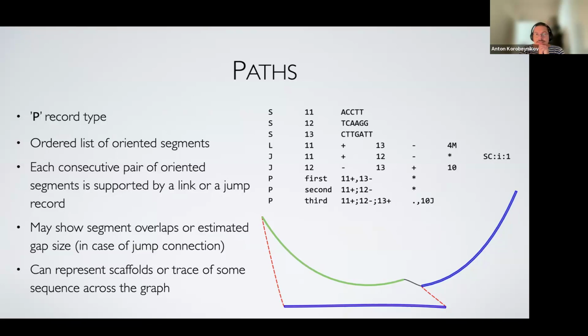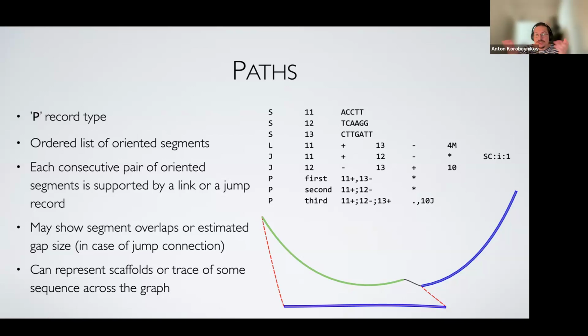If there is a comma separating the names of segments, that means that they might be supported by a direct link, so direct genome adjacency, like in the case of the first path, and for everything else, a semicolon represents that it's a jump. So we can optionally distinguish, if we have both a link and a jump between two different nodes, by representing two different paths unambiguously.